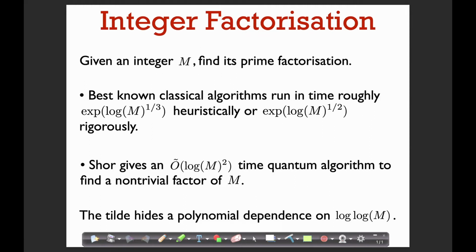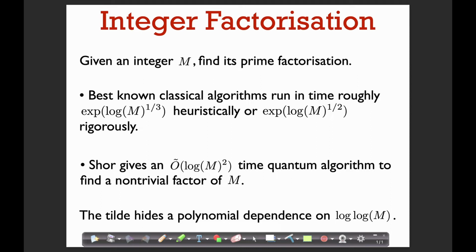What is the integer factorization problem? In this problem, we're given an integer m, and we want to find its prime factorization. In other words, we want to write m as a product of powers of prime numbers. So in this problem, the input size is log m, right? Because that's the number of bits we need to represent m.